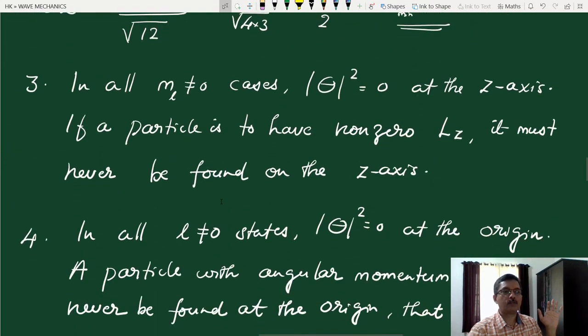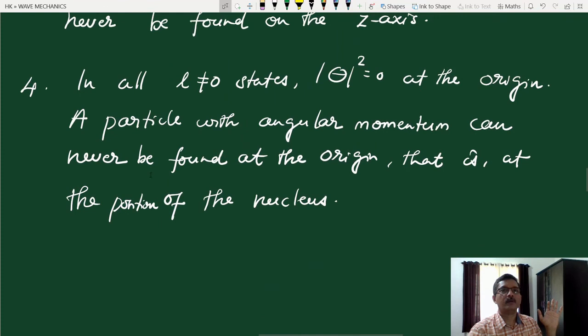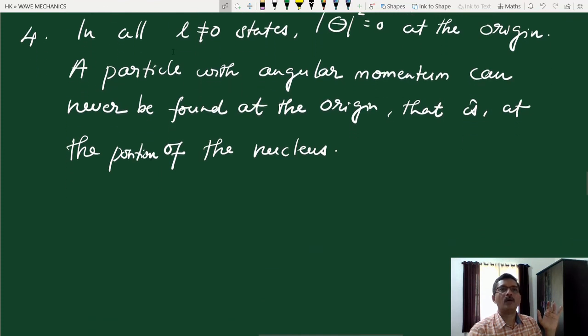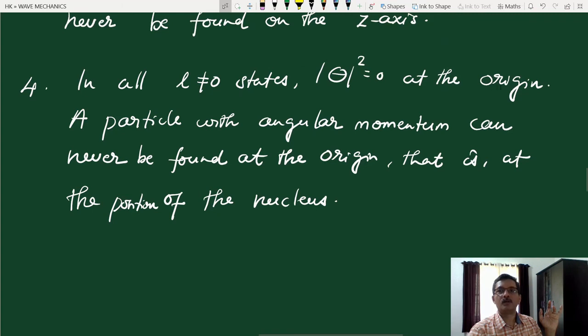And the fourth feature is this. In all L not equal to 0 states, the probable density is 0 at the origin. For all small l not equal to 0, that means if there is some angular momentum, the probable density is 0 at the origin. A particle with angular momentum can never be found at the origin. Origin means the position of the nucleus.